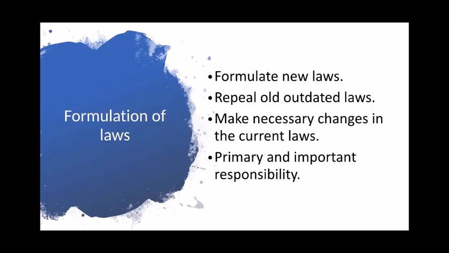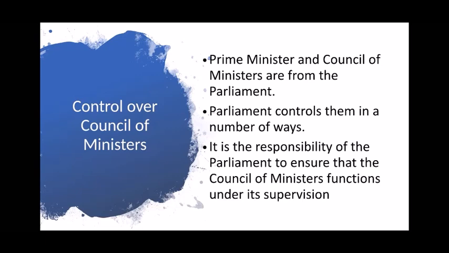Now, one part of this formulation of laws is also making necessary changes in the current laws. Formulation of laws is the primary and most important responsibility of the Parliament. Control over Council of Ministers. The Prime Minister and Council of Ministers are from the Parliament. Parliament controls them in a number of ways. Ways like the no confidence motion, which can be passed against the Prime Minister and Council of Ministers. It is the responsibility of the Parliament to ensure that the Council of Ministers functions under its supervision.